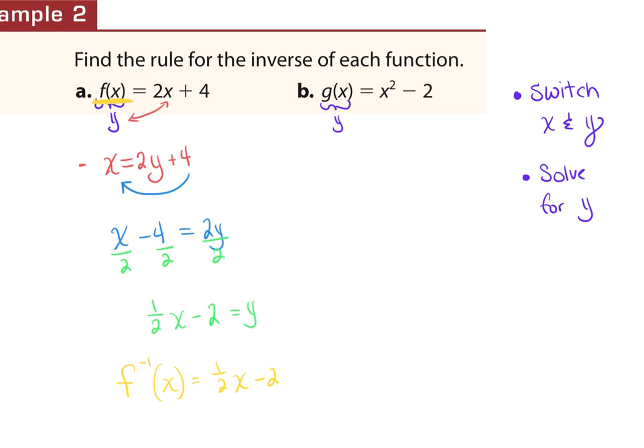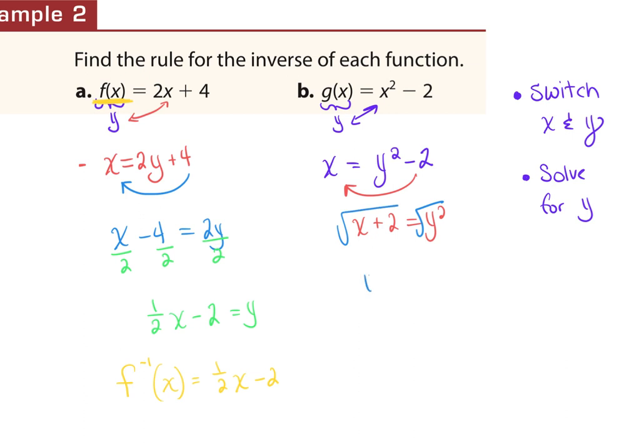Let's do one more. So here, I have y equals x squared minus 2. I'm going to switch those. So instead of y equals x squared minus 2, I'm going to say x equals y squared minus 2. My first step, move my 2 over. I now have x plus 2 equals y squared. How do I get rid of a squared? Take the square root of this side, square root of that side.